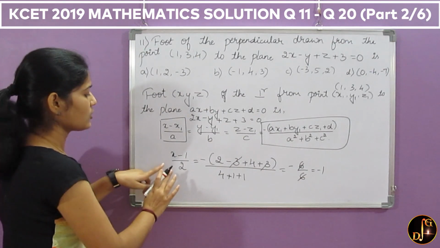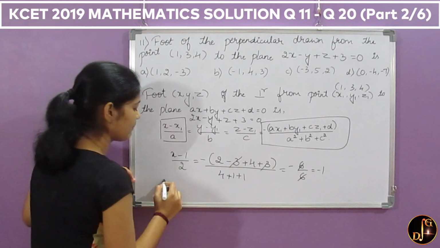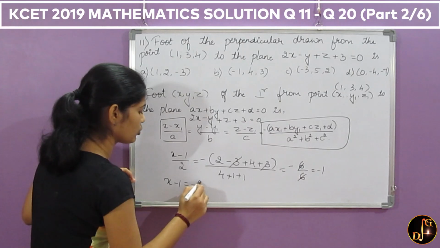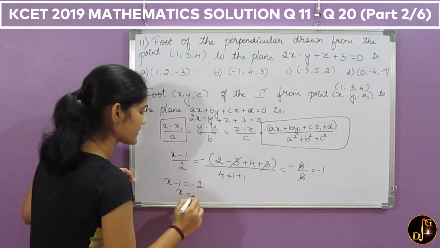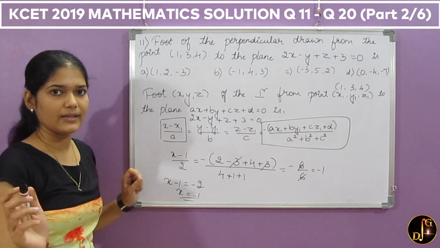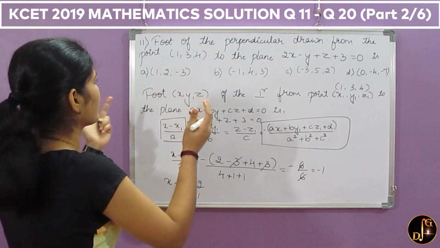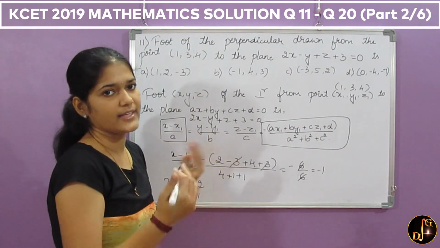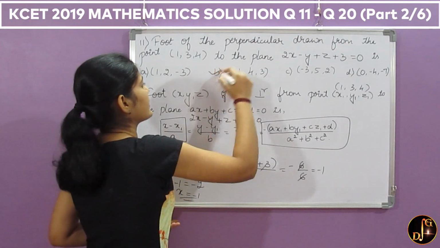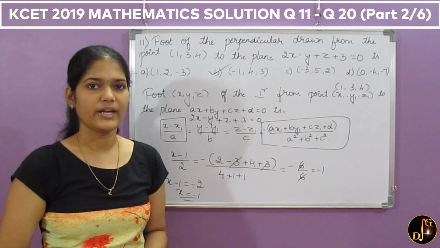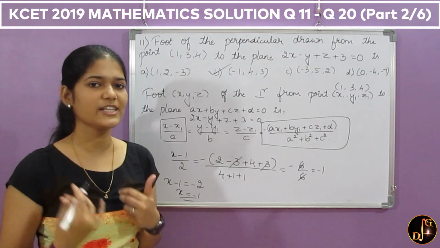Right? So let's solve for x. That means we will get x minus 1 is equal to minus 2, which implies x is equal to minus 1. Right? Observe here. We have only one option with x is equal to minus 1. So clearly this is the answer. Right? Now let's move on to the next problem.